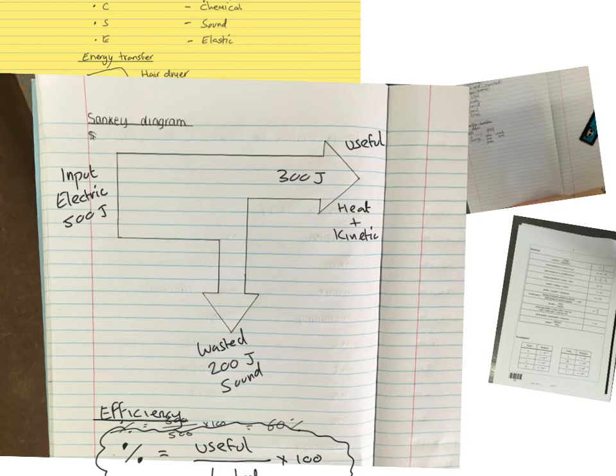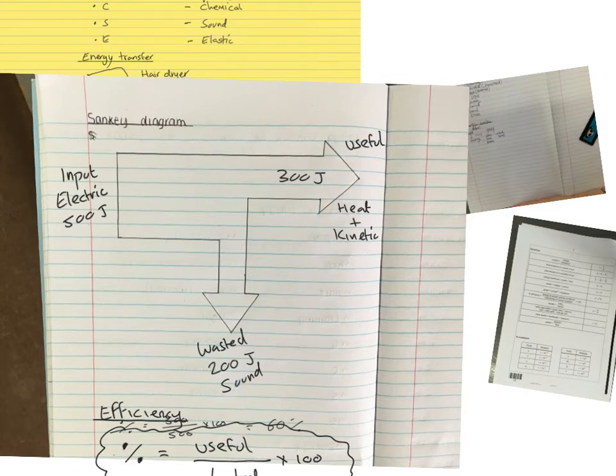So, again, press pause by all means, but I've got the input energy of 500 joules there. That's going in. If it continues across like this, then it's useful energy. I got 300 joules there as heat and kinetic, and wasted energy goes down. And again, you've got 200 joules. 200 plus 300 equals 500. Sometimes you'll have to fill in one of these.